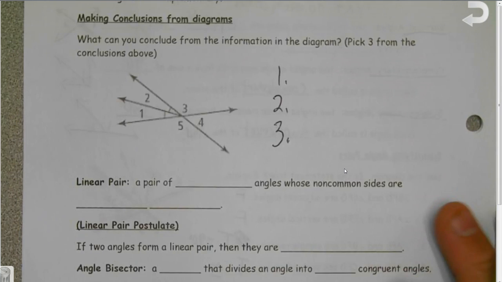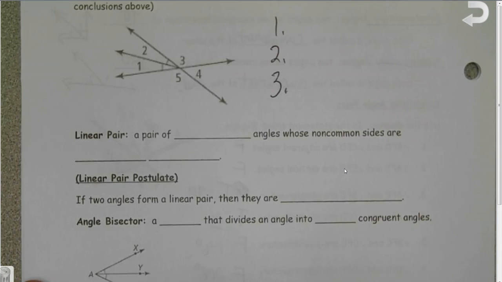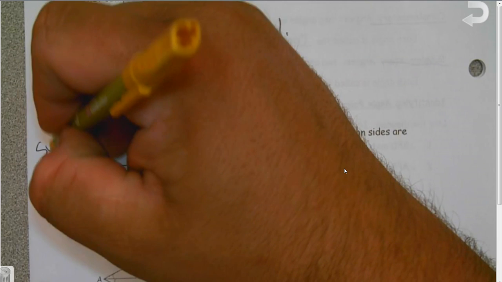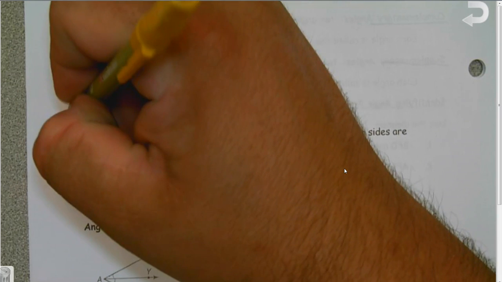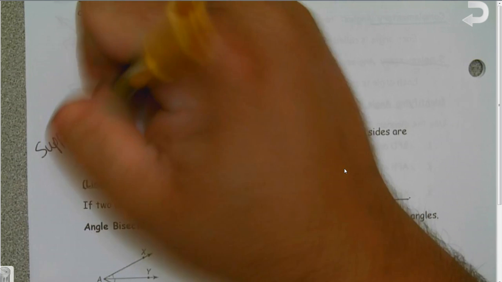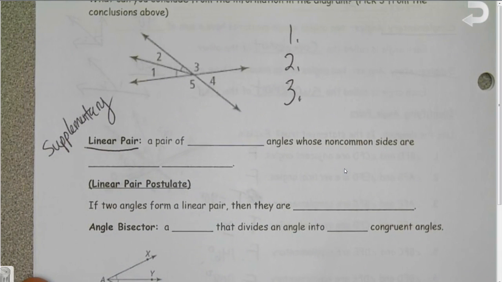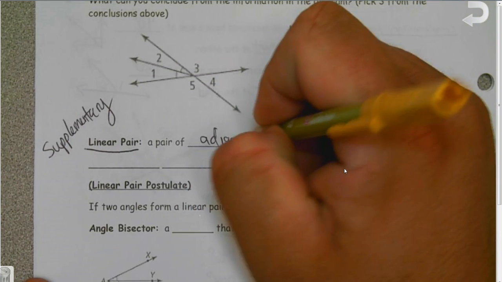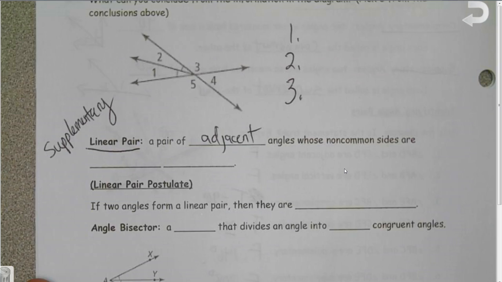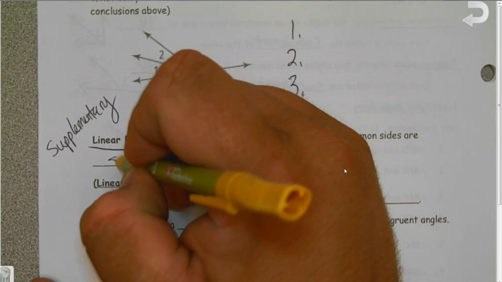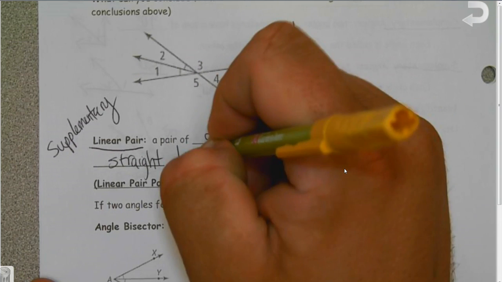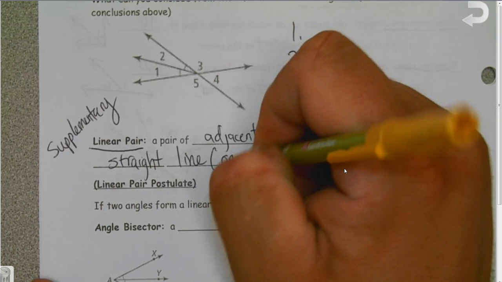Alright, linear pair. Basically, linear pair means the same thing as supplementary. So when we're looking for a linear pair, we are looking for a pair of adjacent angles whose non-common sides are a straight line. Or more specifically, opposite rays.